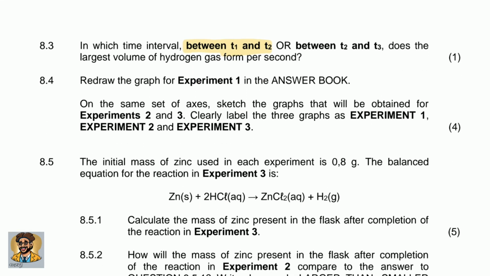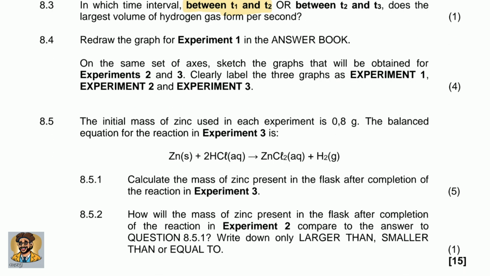The initial mass of zinc used in each experiment is 0.8 grams. The balanced equation for the reaction in experiment 3 is this one here. We already wrote the reaction there for you to see. Calculate the mass of zinc present in the flask after completion of the reaction. Now, know the following. If they are asking you to calculate the mass of the zinc present at the end, it means that not all the zinc reacted. So there are some leftovers in here.